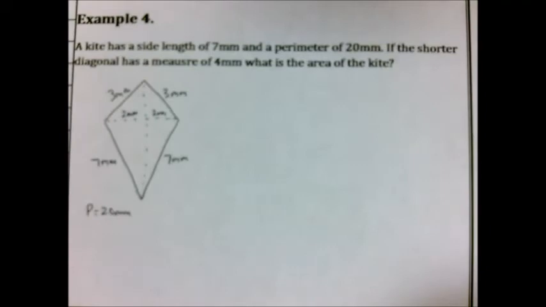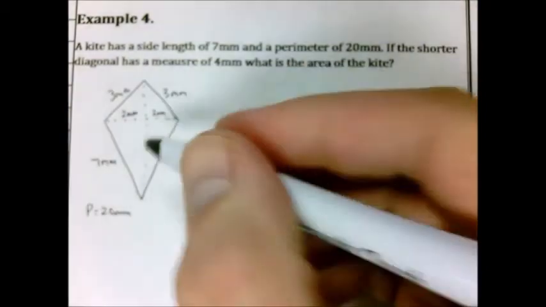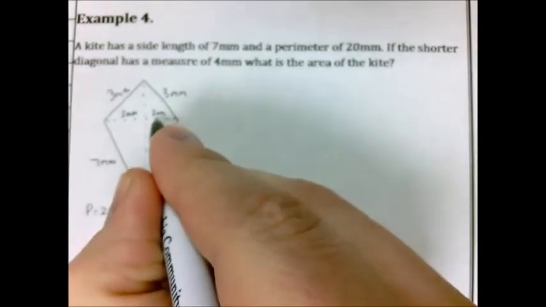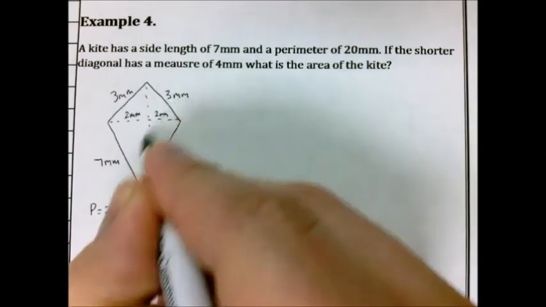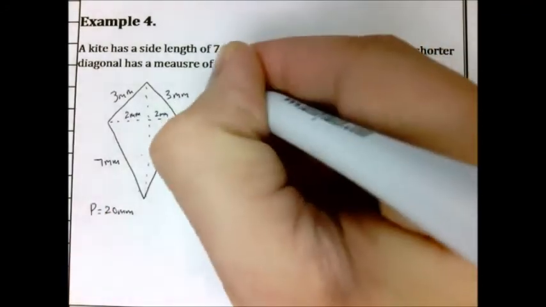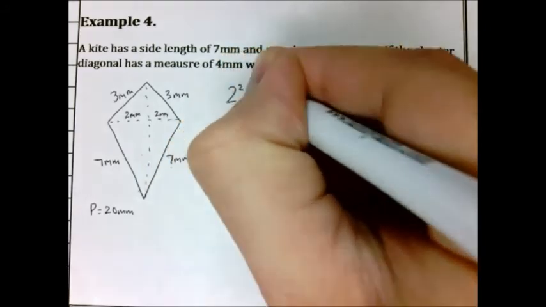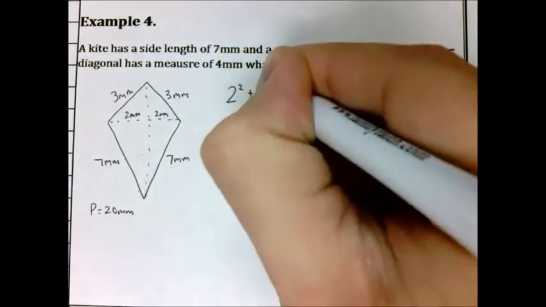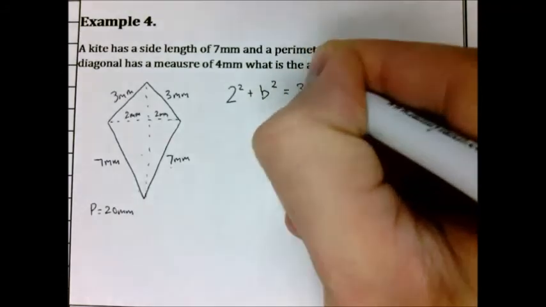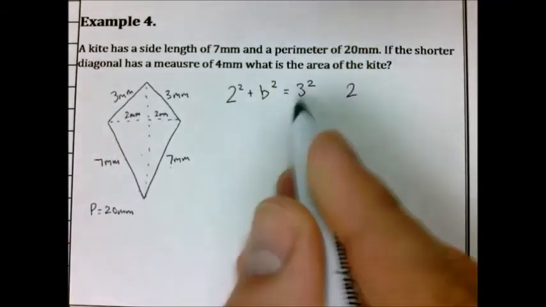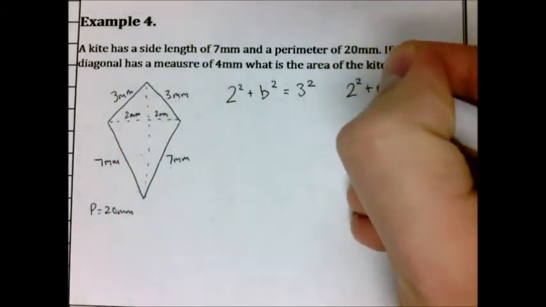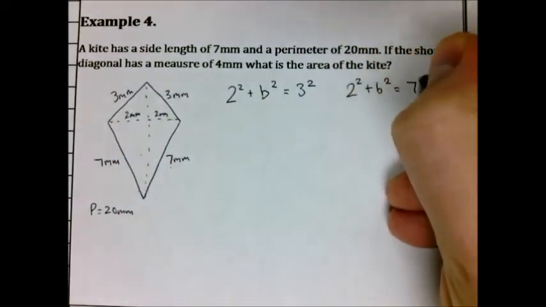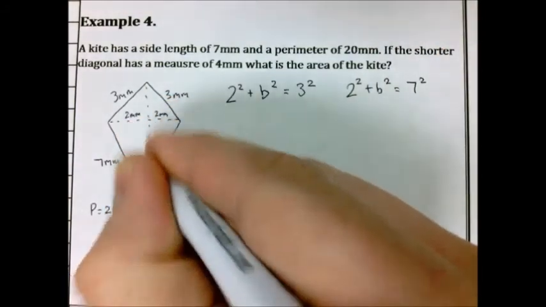Okay, and the way that we can figure that out is we can use Pythagorean theorem to figure out those last two sides, right? Because we know that 2 squared plus b squared is going to equal 3 squared, and we also know that 2 squared plus b squared is going to equal 7 squared. So let's go ahead and do that. We've got 2 squared plus b squared, we're just going to keep it as b, is equal to 3 squared. And we also know that this formula will give us the length of this. We also know that 2 squared plus b squared will give us 7 squared. That'll give us the rest of the length of that diagonal.